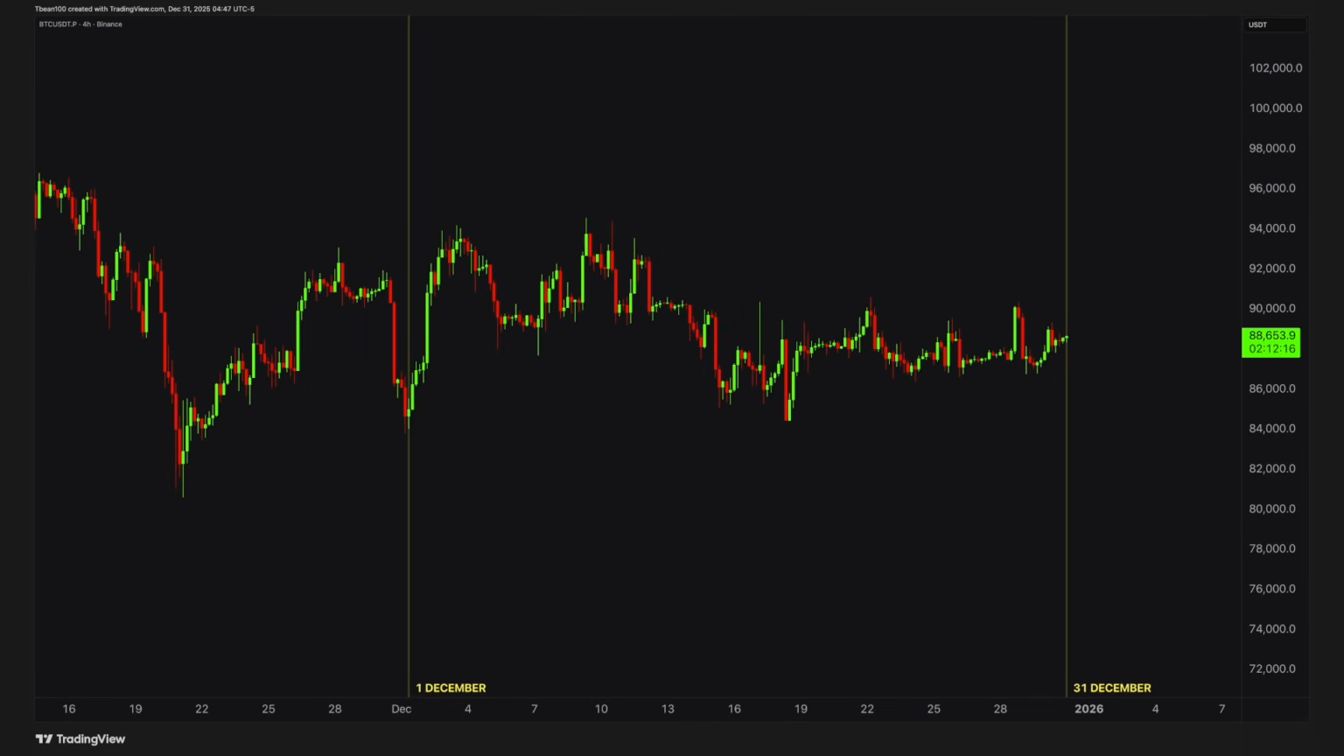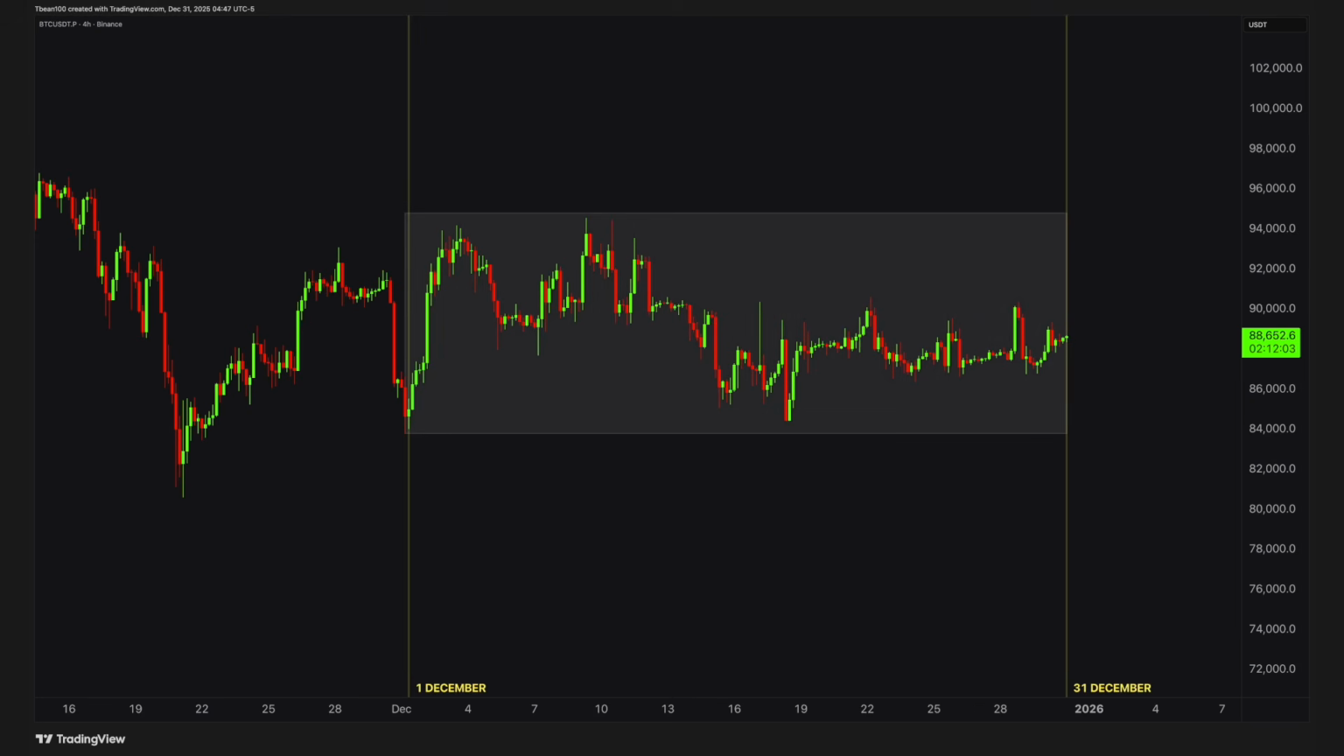Today, let's do something a little different and talk about how trading looked during the month of December. What you see here is the range that was created during December, showing you about 30 days of price data. As you can notice, Bitcoin has been stuck inside this range throughout the last month of 2025.